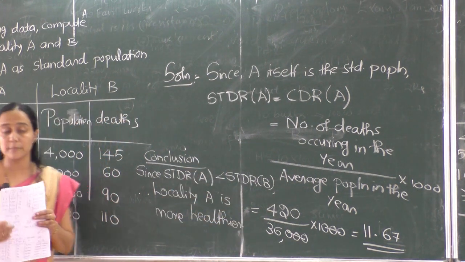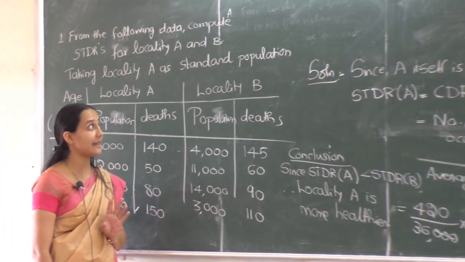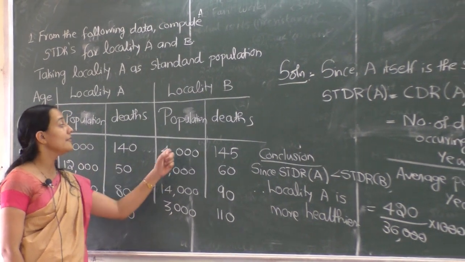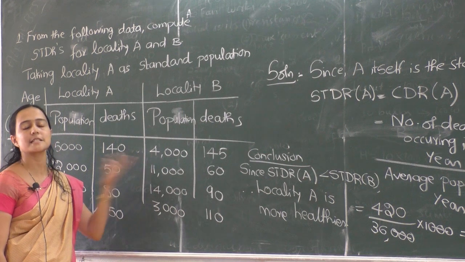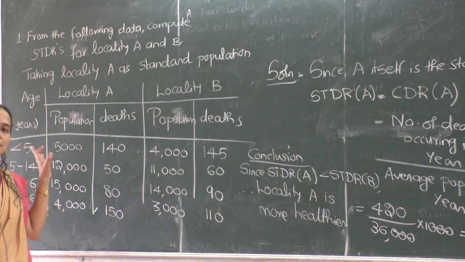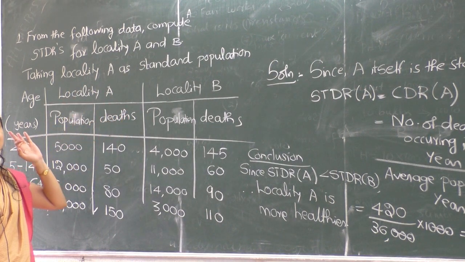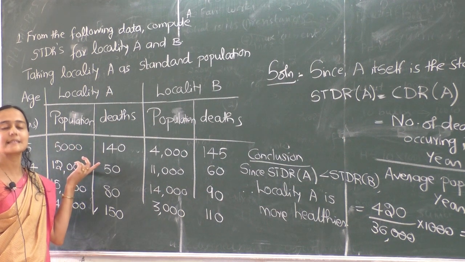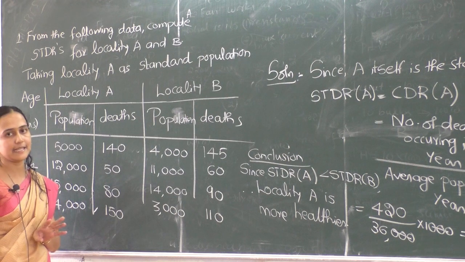So once again I will repeat. See, this is the second type problem of STDR. Here separate standard population is not given. One population, two populations are there. Among these two populations, one we are taking as a standard population. It is given in the question itself. See, taking locality A as a standard population. So for the one which is the standard population, its STDR is same as CDR.